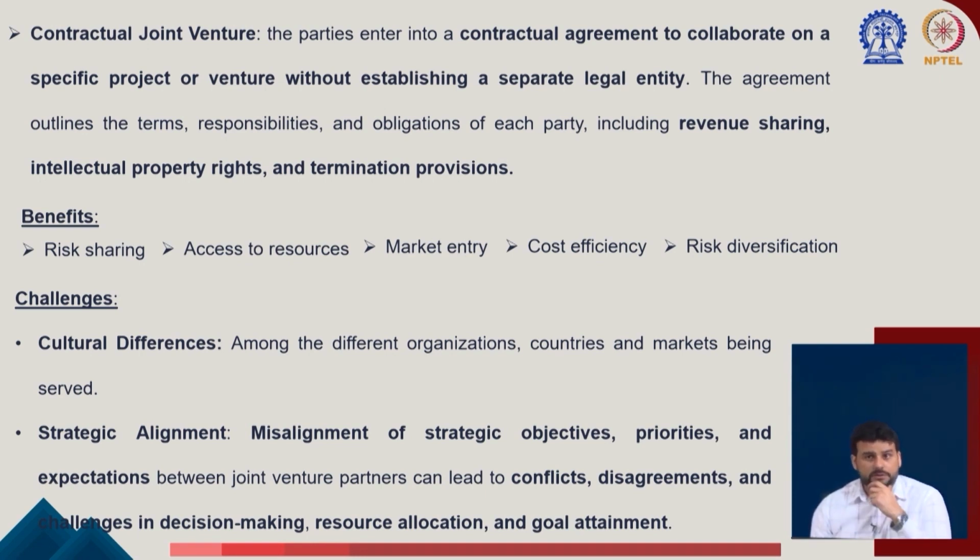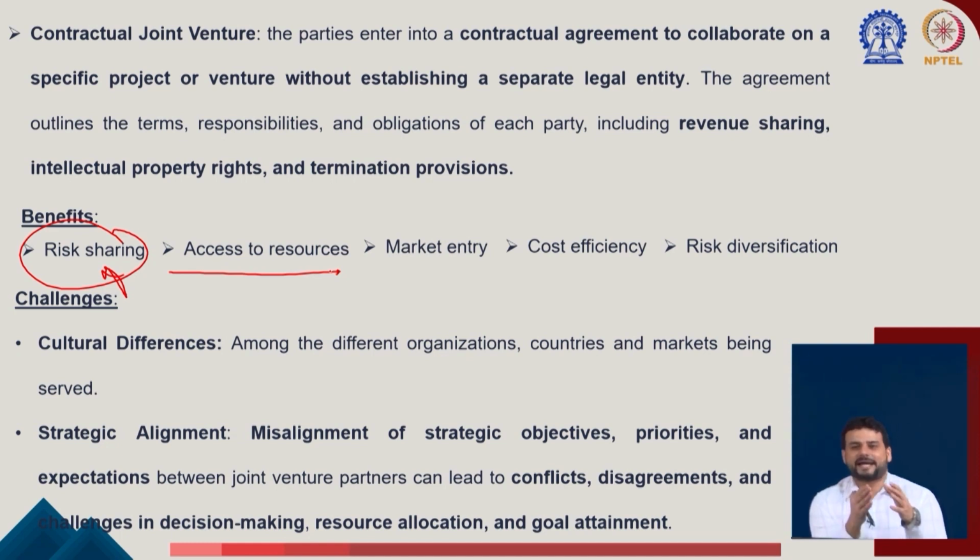Maruti Suzuki is not a contractual joint venture. Hero Honda was a contractual joint venture. Now, risk sharing, because now two companies are operating, one is local, one may be a foreign player, you can share your risk. Access to resources: Hero is having access to Honda technology, and Honda is having access to Hero's manufacturing sites, manufacturing facilities, and their distribution network.